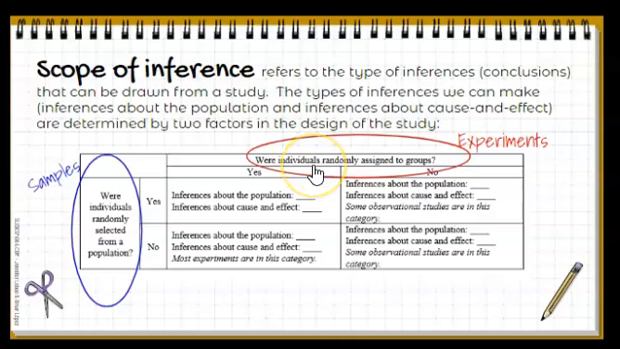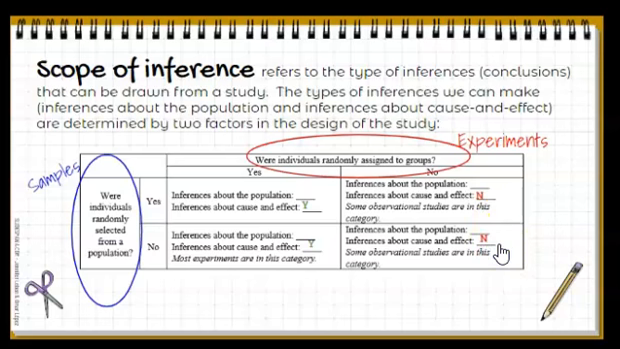So let's say, first of all, that our individuals were randomly assigned to groups. So that means this is all connected to cause and effect relationship. If I can say yes about that, then I can make inferences about cause and effect. So these would be yeses. If they were not randomly assigned to groups, I cannot draw a conclusion that is cause and effect. So these would be no's.